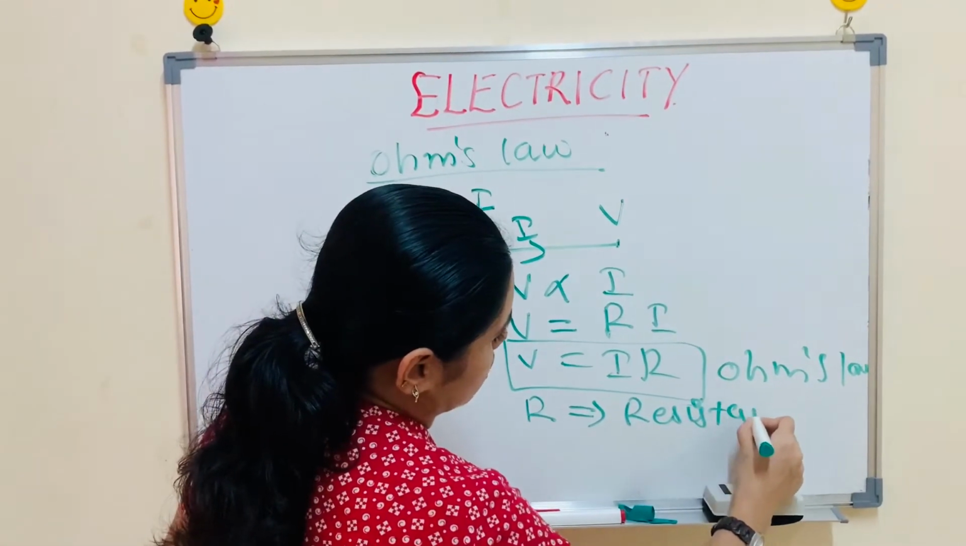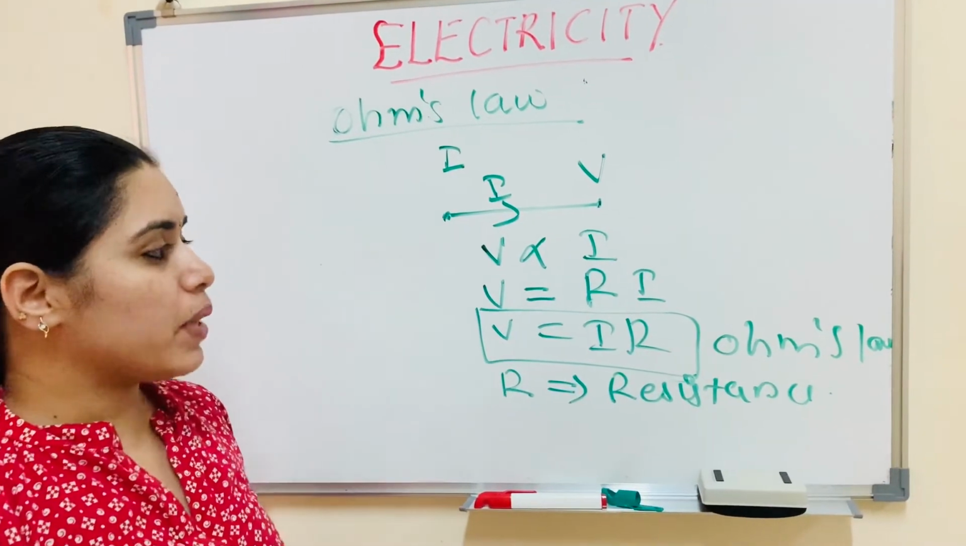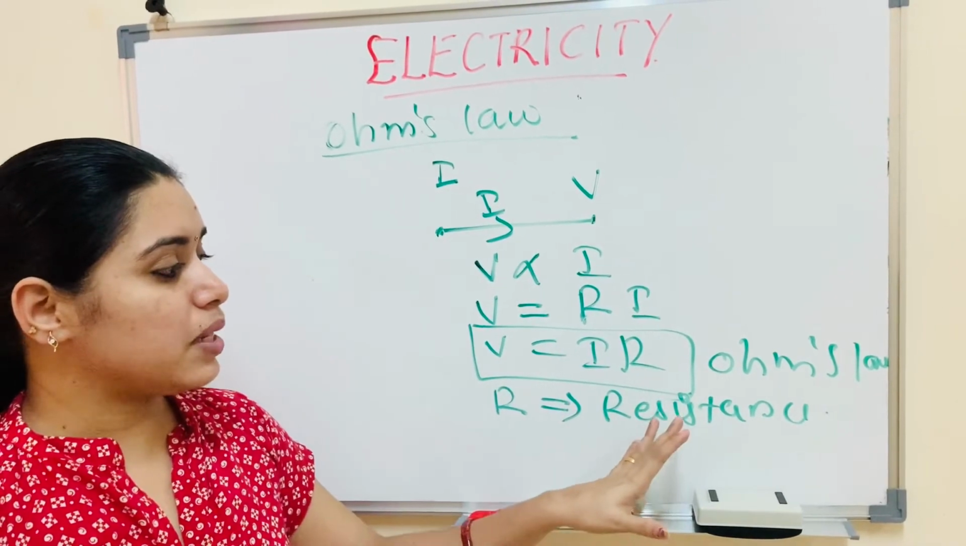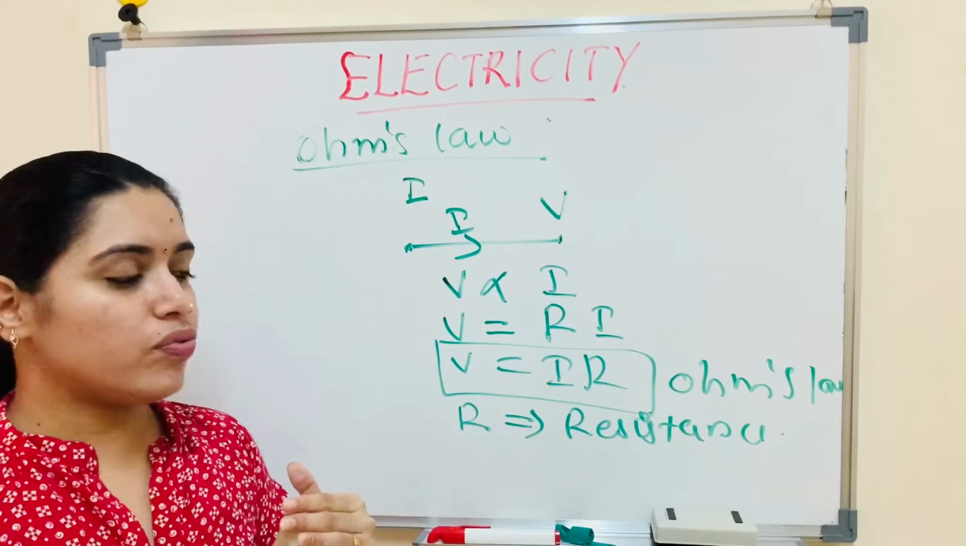the resistance of a conductor. Now what actually is meant by resistance? It is the property of a conductor to resist the flow of charge. Resistance means it is the property of a conductor to resist the flow of charge.